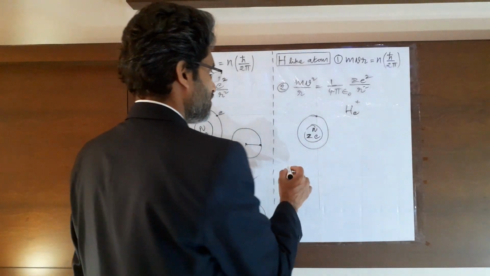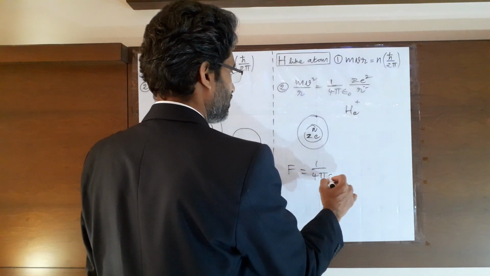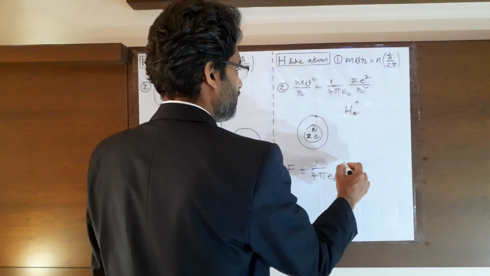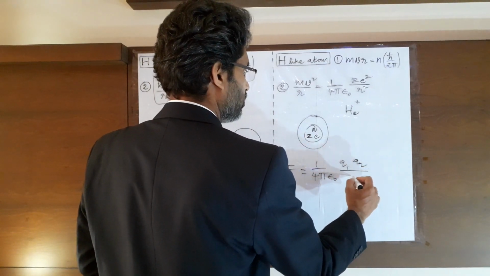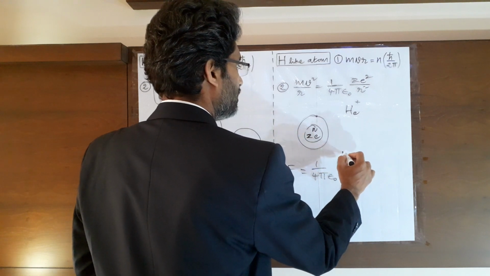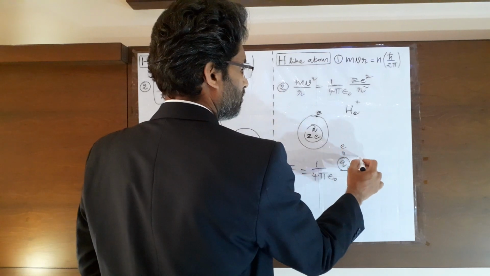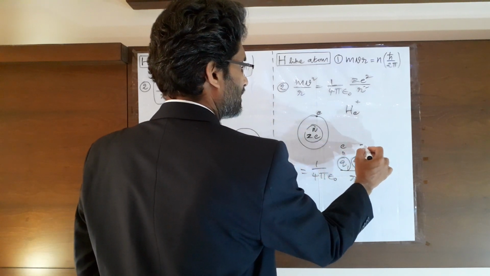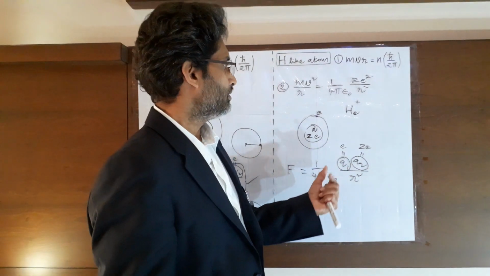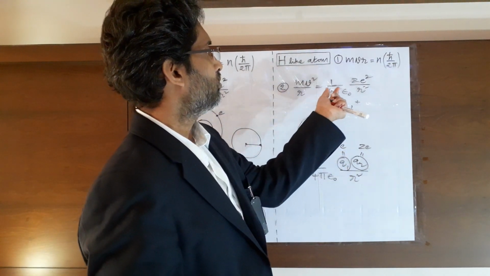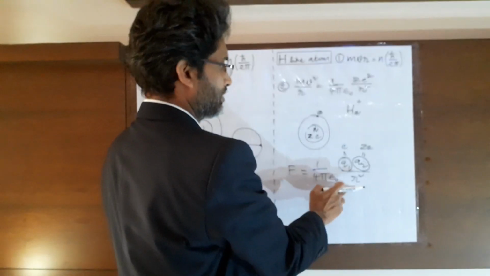Now in this case, what is the force of attraction between them? It's 1 by 4 pi epsilon naught into e. In place of q1, what you need to write? q1 is the charge on the electron, e. In place of q2, what do you write? Ze. If it is helium, 2e; lithium, 3e, like that. So that will be converted into 1 by 4 pi epsilon naught into e into Ze, which is Ze square by r square.